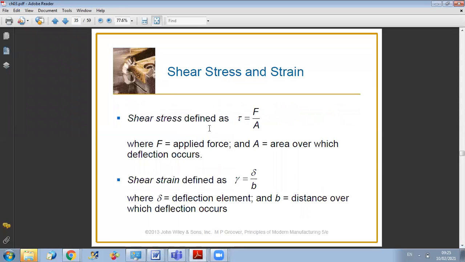So shear stress is defined as tau equals F over A, where F is the applied force and A is the area over which deflection will take place. The shear strain is defined as delta over b, where delta is the deflection of the element and b is the distance over which deflection occurs.